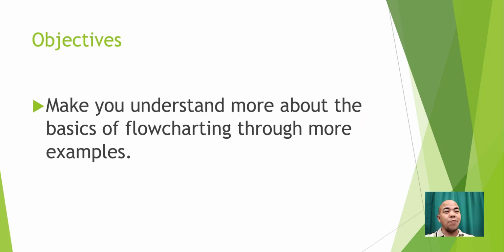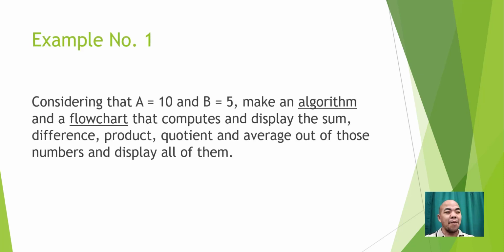Now, our objective here is to make you understand more about the basics of flowcharting through more examples. Now, we have here example number 1. Considering that variable A is equal to 10 and variable B is equal to 5, make an algorithm and a flowchart that computes and displays the sum, difference, product, quotient, and average out of those numbers. So meaning to say, we're going to make two things, the algorithm and the flowchart.